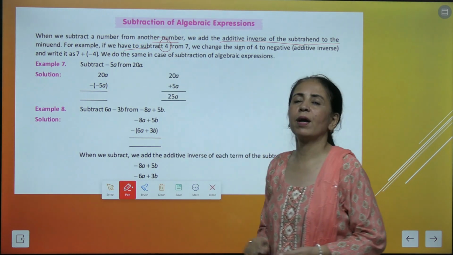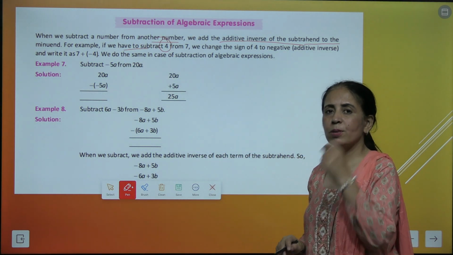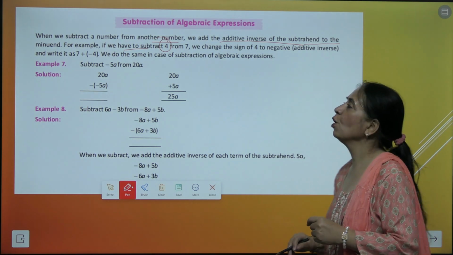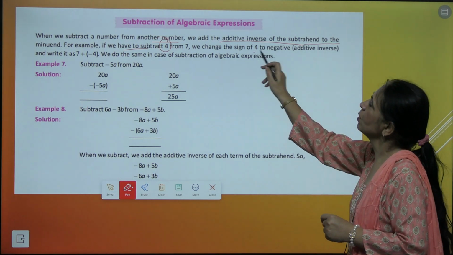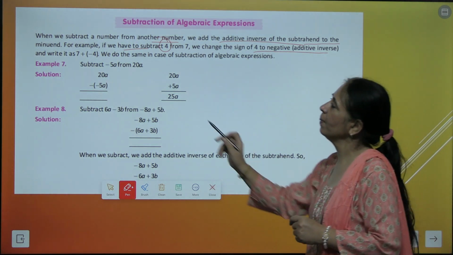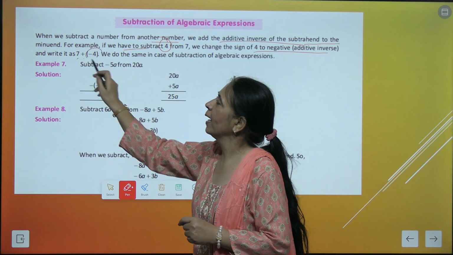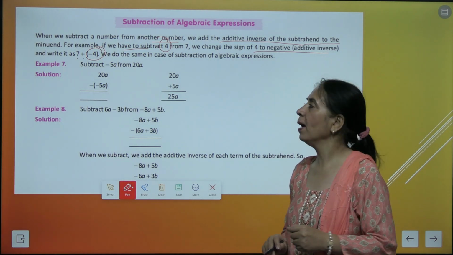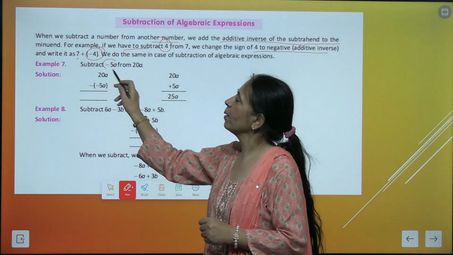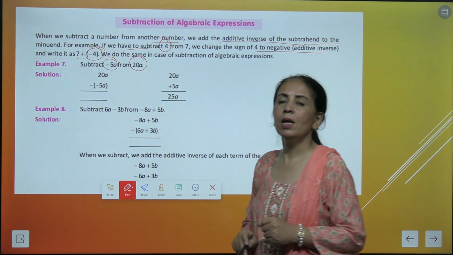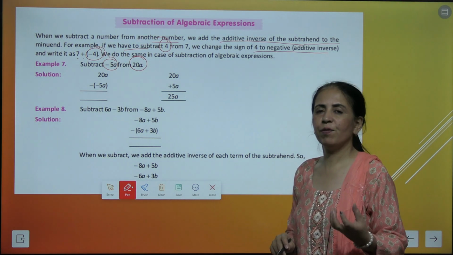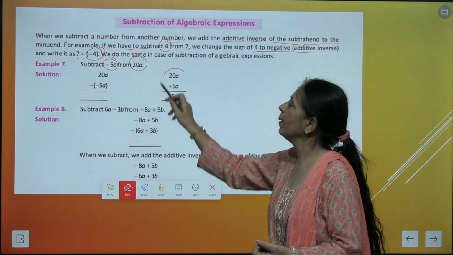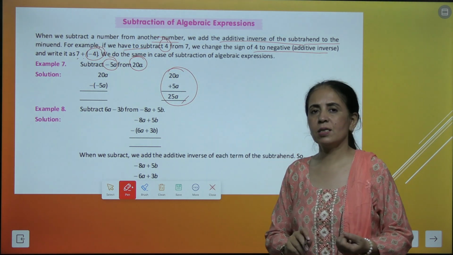Suppose you have to subtract 4 from 7. तो हम इसको कैसे लिखेंगे? 7 plus additive inverse of 4, that is negative of 4 will be written, और हम इसको ऐसे लिखेंगे 7 plus negative of 4. तो सेम रूल आपका यहाँ पॉलिनोमियल्स में भी अप्लाई होता है. You have to subtract minus 5a from 20a, तो minus 5a का additive inverse होता है 5a. That means 5a को हम 20a में ऐड कर देंगे and this is your answer.